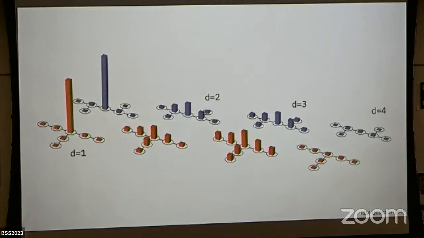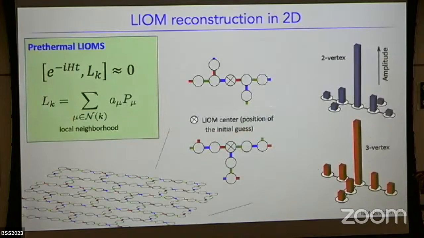And we can repeat the same picture we did in 1D, except now for 2D, and really look at what these local integrals of motion look like. Actually, let me start with this slide. In 2D, it's more complicated. There are different topologies of the LIOMs because you can have center nodes that have either two or three vertices that connect them. And so I can plot for you the average local integral of motion, L_k, for both two vertex and three vertex. And for a given disorder, you can reconstruct all 124 LIOMs here as well.